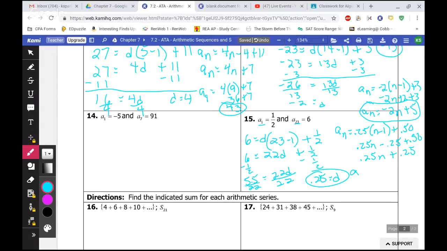And now we'll plug in a sub n, 0.25 times 9 plus 0.25. So if I have 9 quarters, I have $2.25. And if I add another quarter to it, I've got $2.50. So that's kind of how I did that, because 0.25 just always reminds me of a quarter. Easier way to do it, I think.